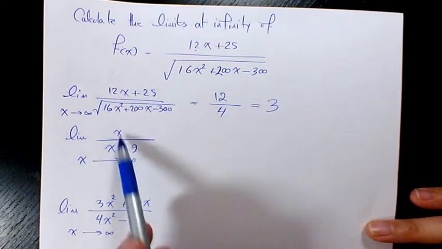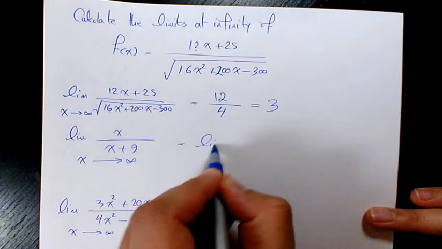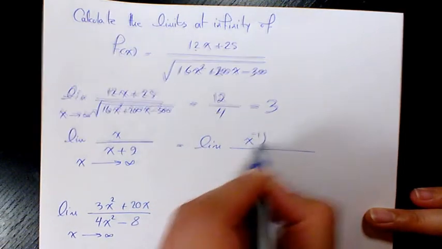Next example, limit of x over x plus 9 when x is approaching infinity. What we can do, we can multiply both numerator and denominator by x to the power of negative 1.